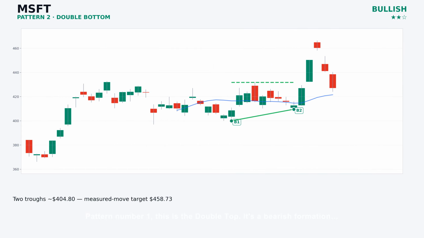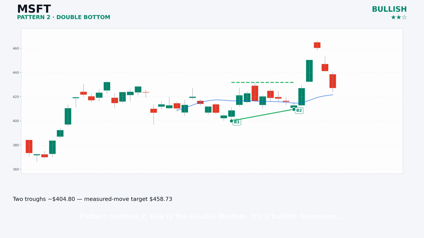Pattern number 2. This is the double bottom. It's a bullish formation with 2 out of 3 strength. 2 troughs, average $404.80, measured move target $458.73. You can see on the chart exactly where the key swings line up. That's what confirms the structure, not just my word for it.